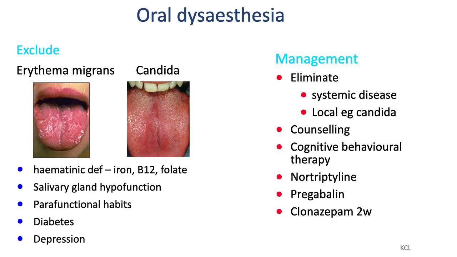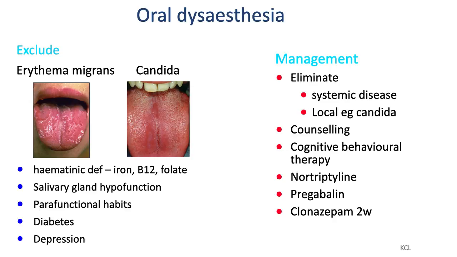Check their ANAs and ENAs. And if there is candida, obviously treat appropriately. But if it's on the background of a dry mouth, it will need ongoing maintenance treatment on a monthly basis. Check for parafunctional habits in those patients in whom you can see no other explanation. They might be rubbing their tongue against their sharp teeth. Consider diabetes in the background as a possibility. Consider depression again as a possibility.